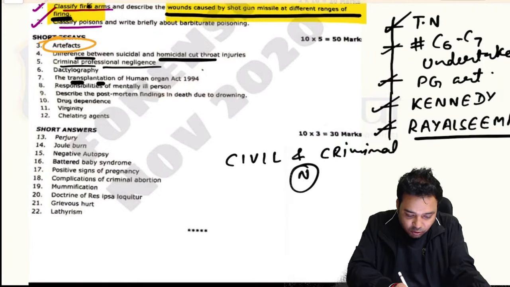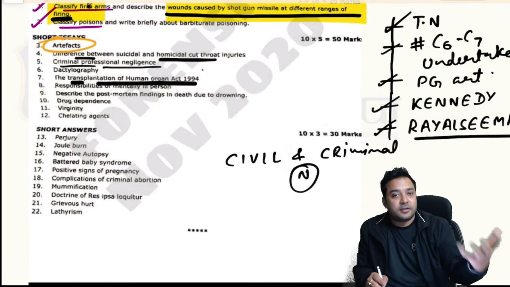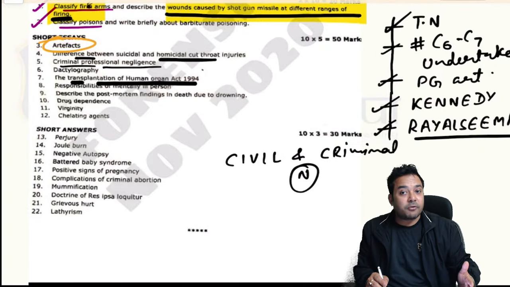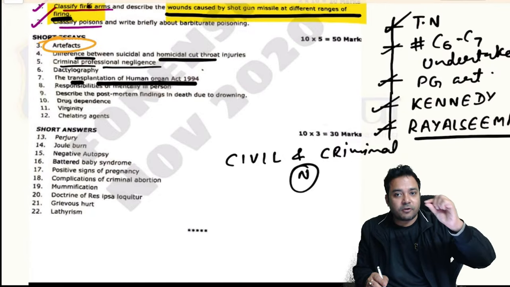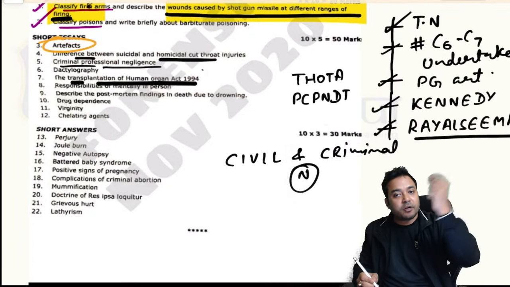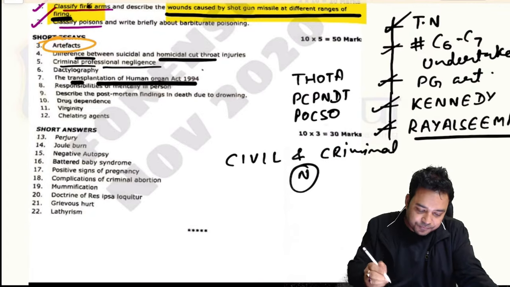Transplantation of Human Organs and Tissues Act. Ye apne aap mein important act hai. This we cover while we do our regular classes for PG also, where I give you a handout na. So handout mein Transplantation Act, PCPNDT Act, ye sare acts ke salient points of all these important acts, it is already there. Then POCSO Act is also there. Okay.